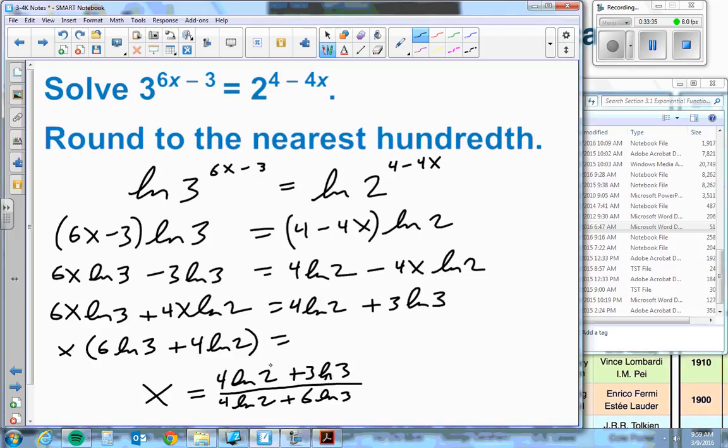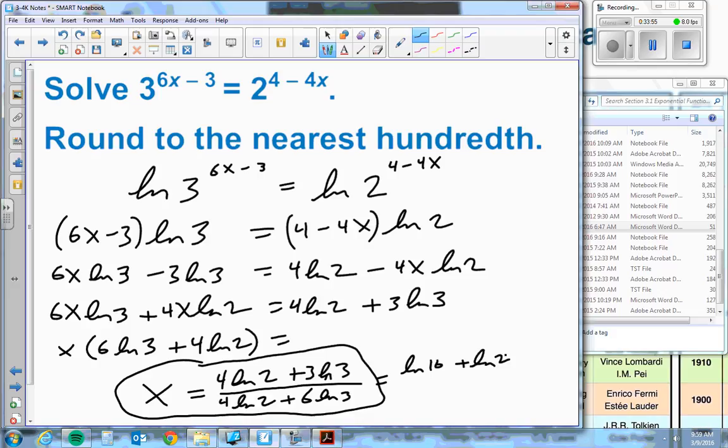Now, that is an acceptable answer, but let me show you something, okay? Once I get to this point, I could put that 4 on that 2. I could, couldn't I? So that's natural log of 16 plus natural log of 27, because I put the 3 on the 3. 3 cubed is 27. The denominator would be log of 16 and log of 729.